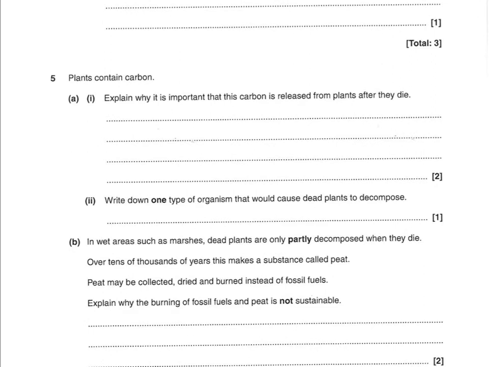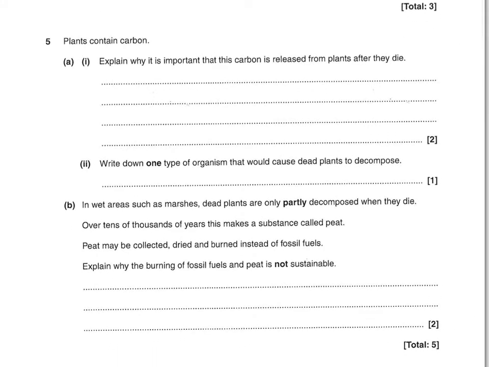The next question, plants contain carbon. Explain why it's important this carbon is released from plants after they die. 2 marks here. So you can say any two of these. You could say that the carbon is being recycled, or it makes the carbon available again for living organisms. You could say to stop the supply of carbon running out. You could say so the carbon is released as carbon dioxide, or you could say for photosynthesis. So any of those, we get those 2 marks. Then write down one type of organism that would cause dead plants to decompose. So bacteria or fungi is that mark there.